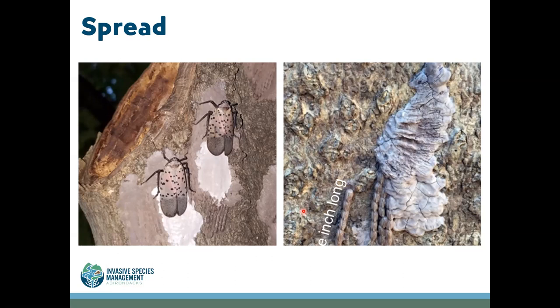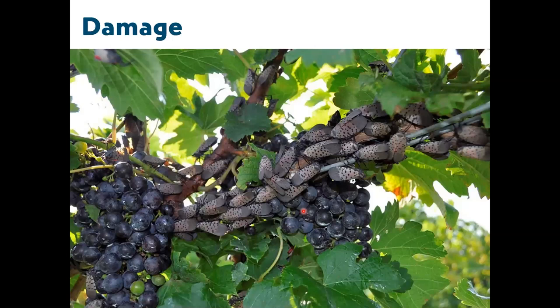And as we mentioned, it's very damaging to both trees and agricultural commodities. It's known to impact things like grapes and hops. These insects become very, very abundant, as you can see in this photograph, where they feed on the branches, leading to the excretion of that honeydew, which covers the crops, really damaging them and making them unsuitable for sale. And it can cause the development of that black sooty mold.